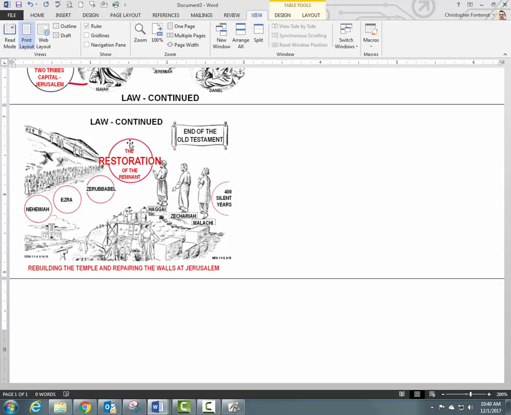That temple also would be destroyed in 70 A.D. by the Romans, and there is no temple there now. There will be a third temple built, and that will be a big sign of the coming of the Lord. So we covered the kingdom years, the exile, and the restoration.